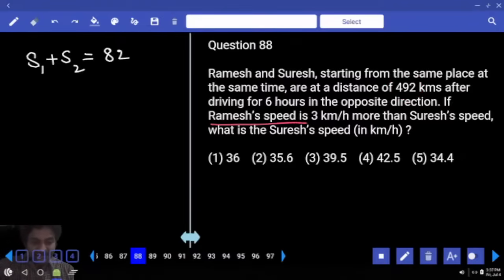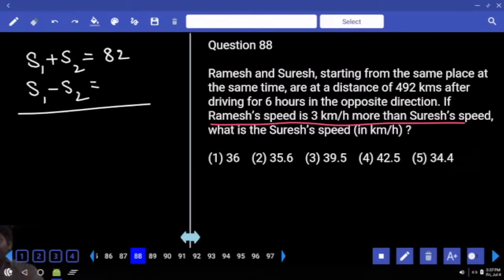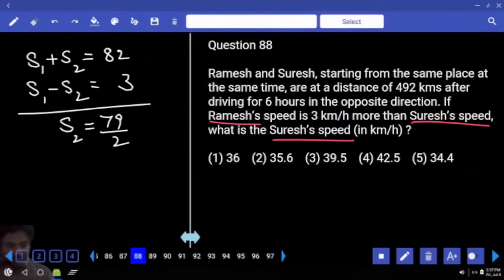If Ramesh's speed is 3 km per hour more than Suresh, that means S1 minus S2 only. S1 is the highest speed, of the person who is moving with higher speed, correct? Whose speed is more, Ramesh or Suresh? Then S1 belongs to Ramesh only. If the question is about Suresh, you have to calculate S2. Difference is 3. How do you get the S2 value? Difference divided by 2. 79 by 2. 39.5.